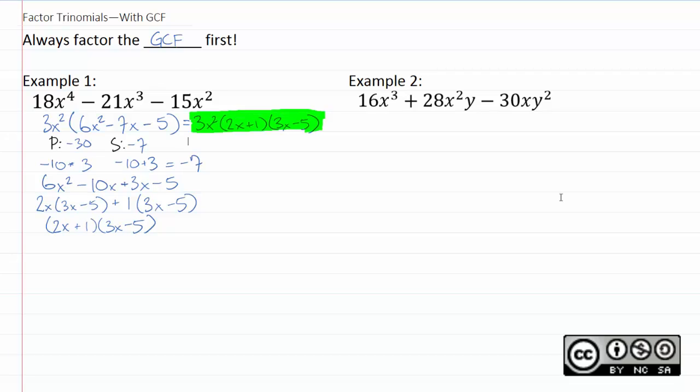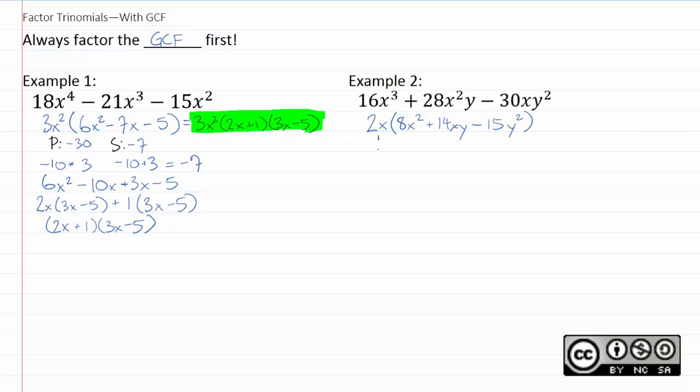For example 2, all three numbers are even, which means I can factor out 2. We can also take out an x, and it doesn't appear we can take out anything with y's, so we'll have to leave that as it is. Let's see what it looks like once we've factored out 2x, and see if that's something to go on. Well, we have 8x squared plus 14xy minus 15y squared. So this will look just like what we had in the last video. We'll use the product sum method yet again.